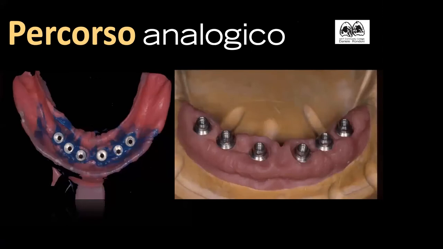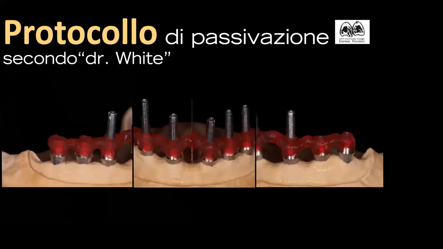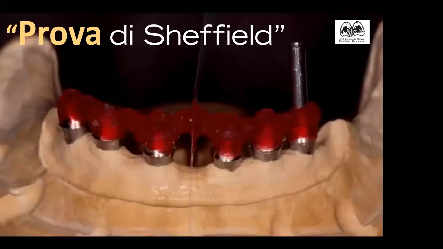An example of standard work. Where the work path is analog, you can see the analog impression. Passivization protocol. According to Dr. White, that indicates a precise protocol for which the modeling phase must be absolutely stable and precise, considering all the deformations we have in the resin and wax. Dr. White showed us the fact of building these resins.